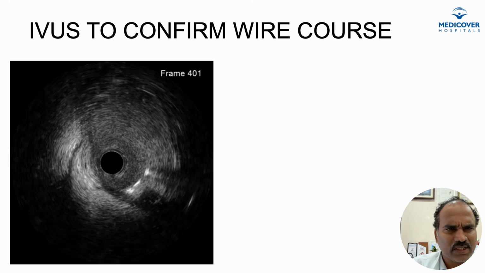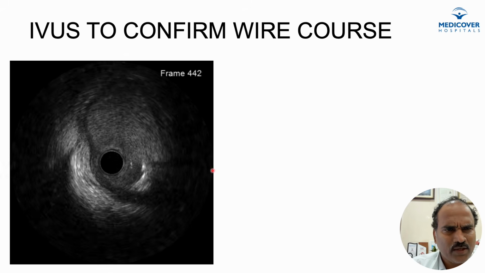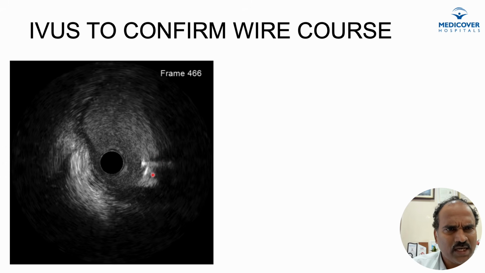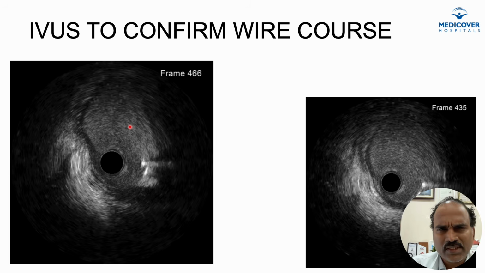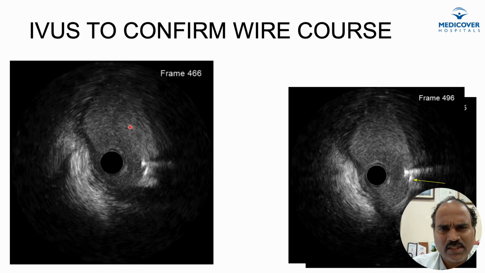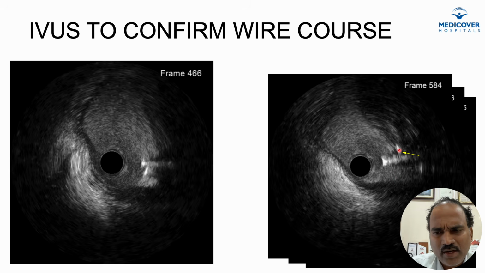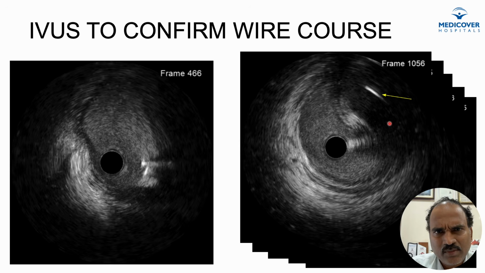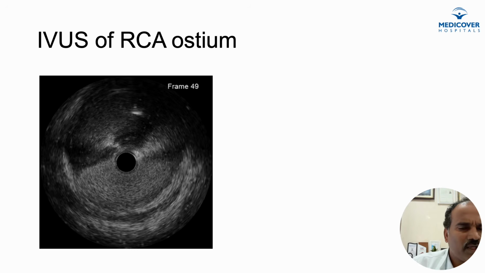So this is IVUS. You can see there are 2 wires in the mid RCA lumen, and now you can see this one wire moving into the true lumen. So this is a wire and this is a true lumen. So the wire moved into true lumen. So that's a true lumen wire. You can see here again, these are 2 wires in false lumen here, and then you can see the wire coming into true lumen. Now it is in the true lumen. So that we confirmed up to ostium.